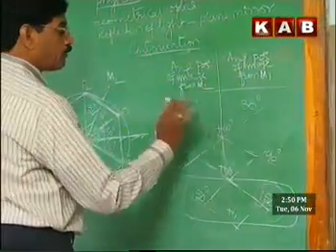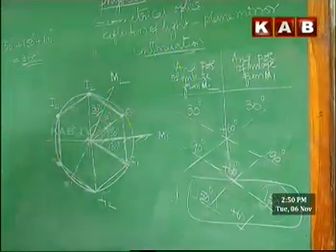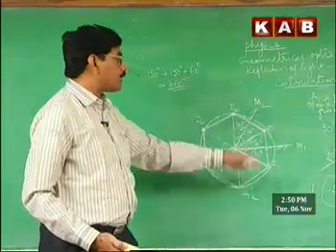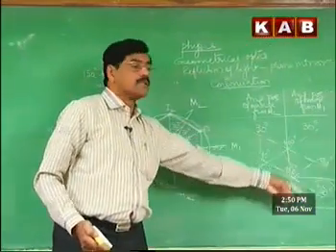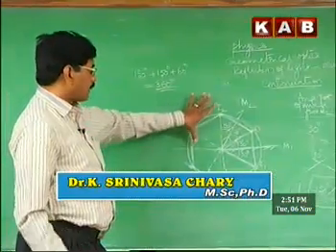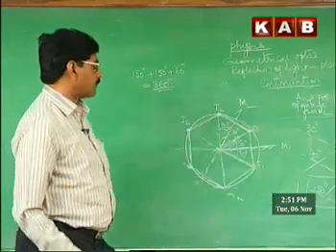1, 2, 3, 4, 5. Therefore, 5 images. We are able to locate them here, and also we are able to make out the angular position of these 5 images by the tabular form. So, this is the procedure.